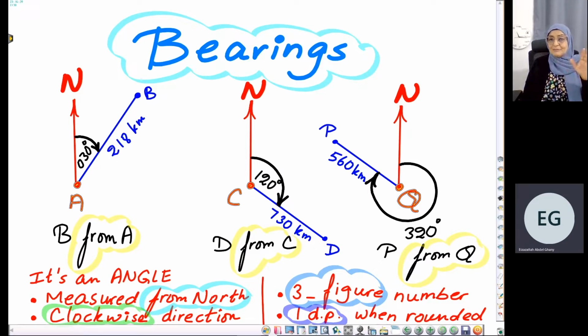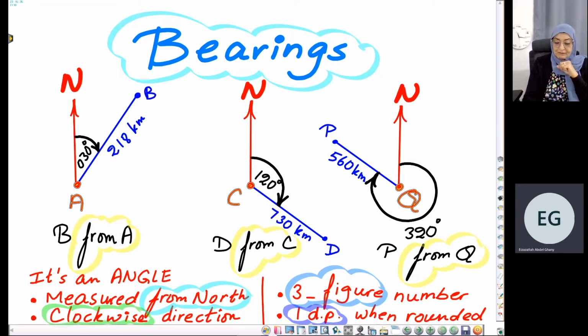Plus, if the value is not exact, you have to round it to 1 decimal place. You are treating the bearing as you treat angles normally according to instructions of CIE. Angles are rounded to 1 decimal place. We have here 3 examples about bearings. One of them is an acute angle, one of them is an obtuse angle, and the other is a reflex angle. To describe it perfectly, you should mention the angle, which is the bearing, and also the distance.